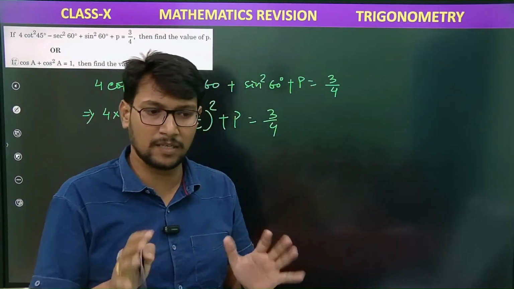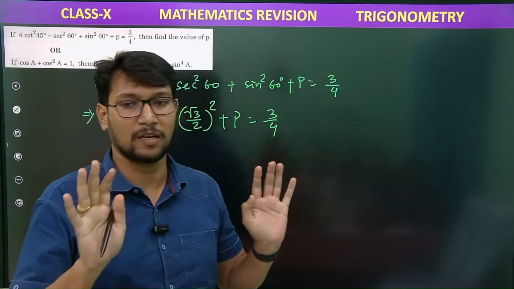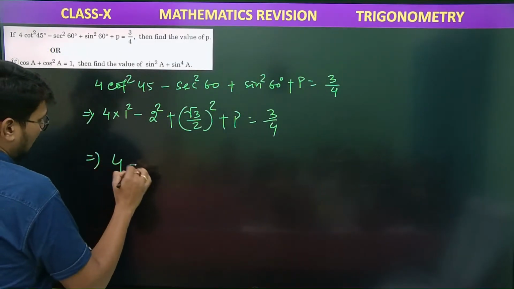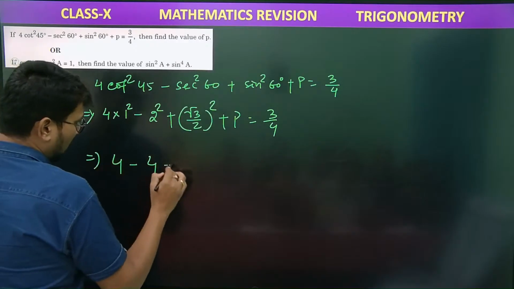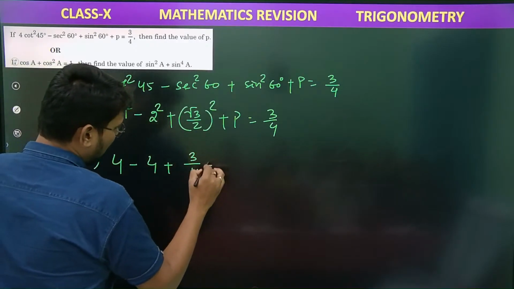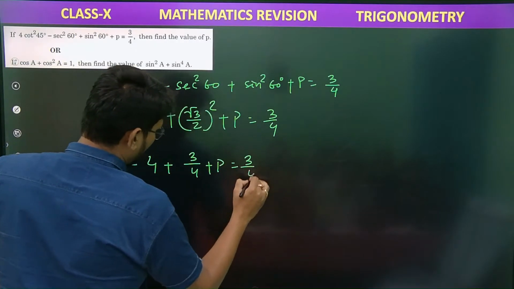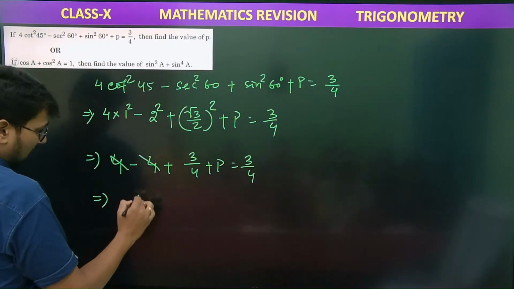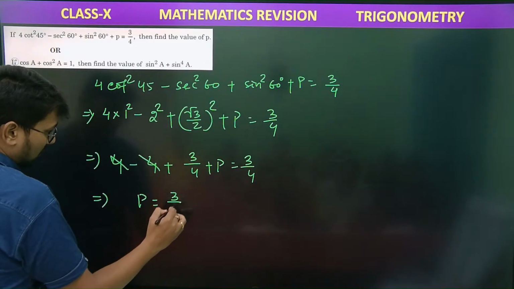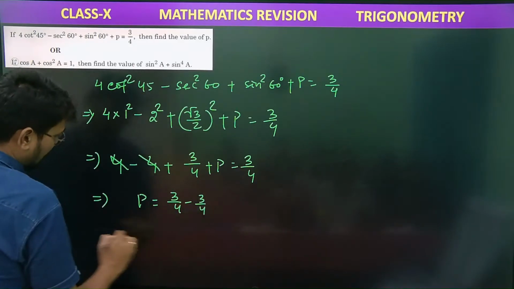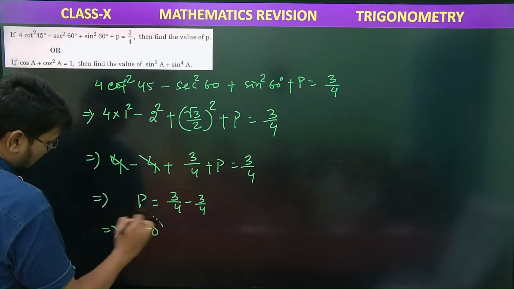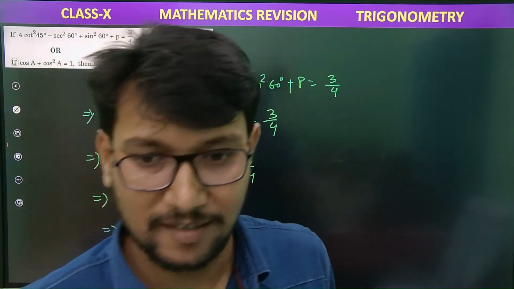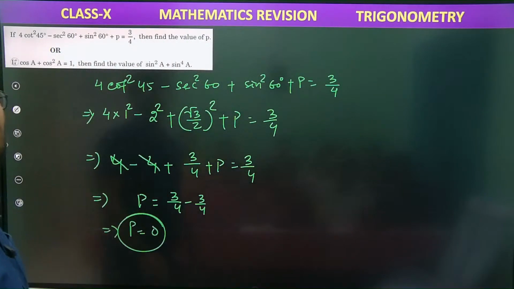Understood? Are you getting it, everyone? So therefore, now 4 minus 2 square is how much? 4 plus root 3 square, how much is it? 3 by 4 plus p equals 3 by 4. So the 4 cancels, right or not? Tell me, so therefore p equals how much? 3 by 4 minus 3 by 4. Hence p equals how much? Are you clear? Everyone understood now? How much have you got? Okay, P is 0.